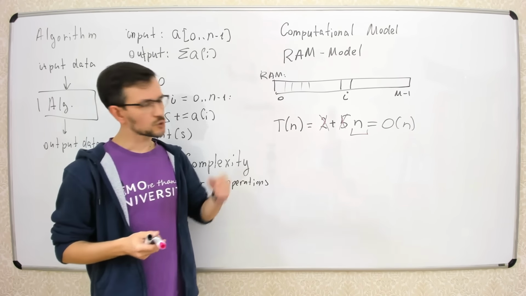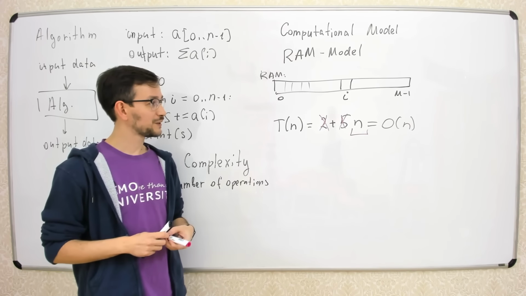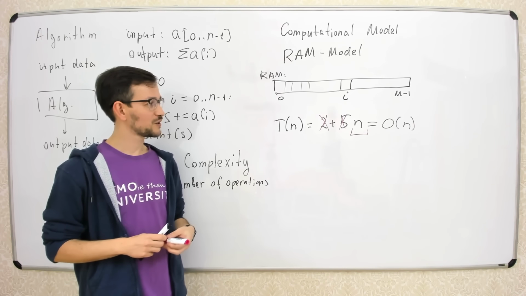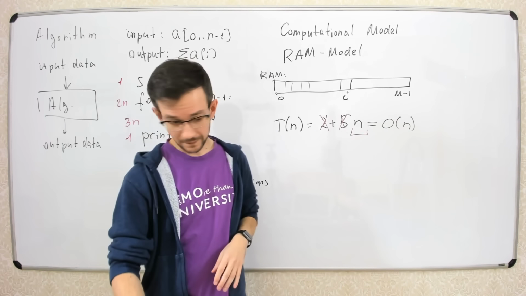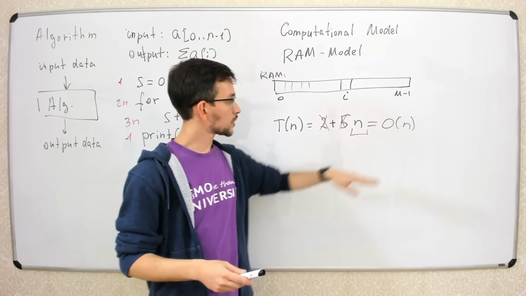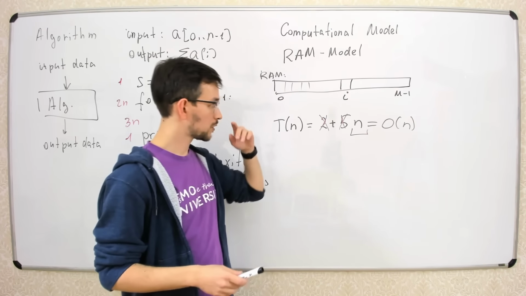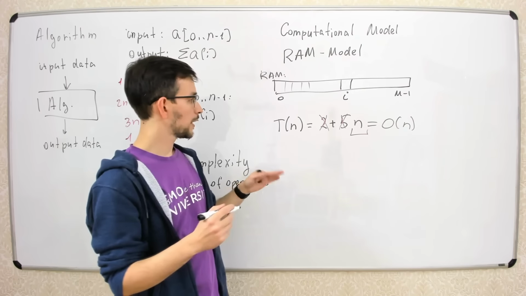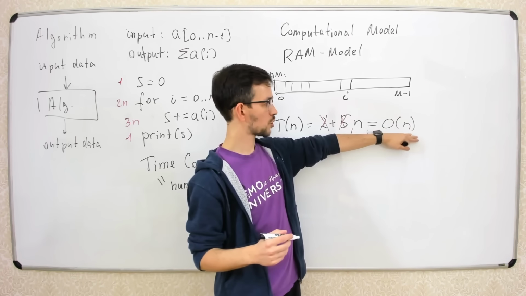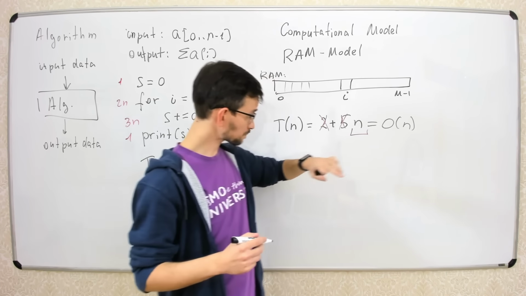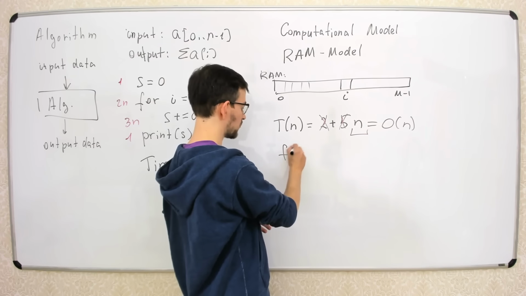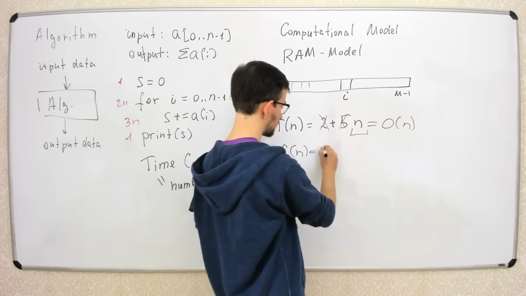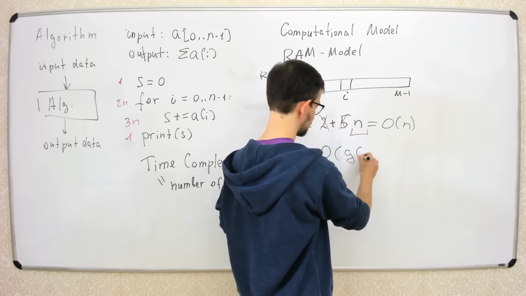If you take part in programming competitions and read some tutorials, you may be familiar with this big O sign. What does this big O stand for? It's just a short symbol to describe the following situation.